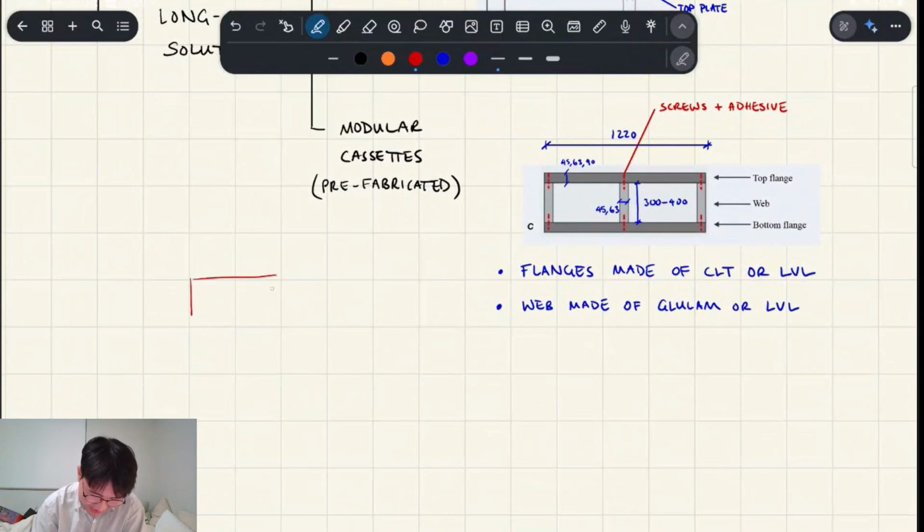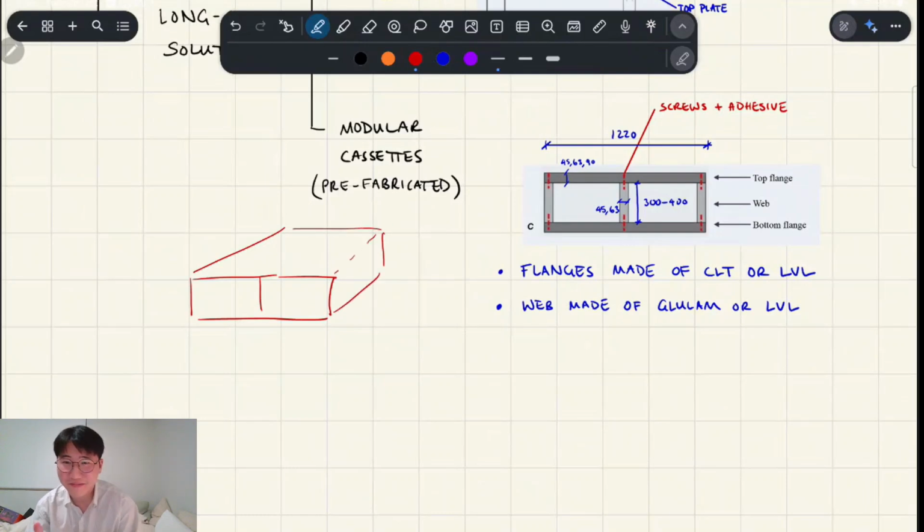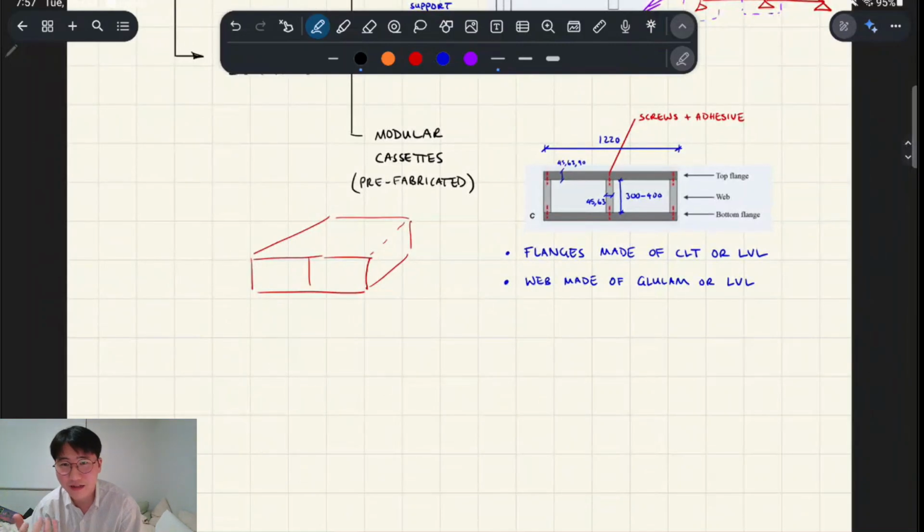But I think it's just the fact that it looks kind of like this. Maybe a cassette tape looks something like this. But basically this is called a modular cassette. It's where you've got multiple webs, and you've got your top flange and your bottom flange, and these are prefabricated, so they're just click and drag and dropped onto site basically. And timber's relatively light to lift, so it leads to pretty fast paced construction.